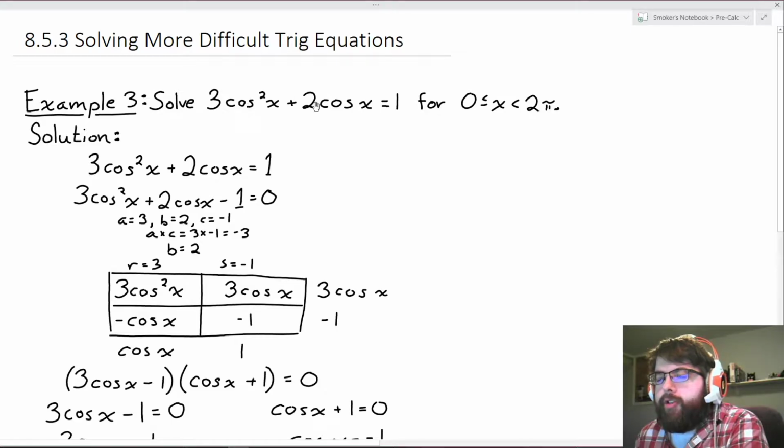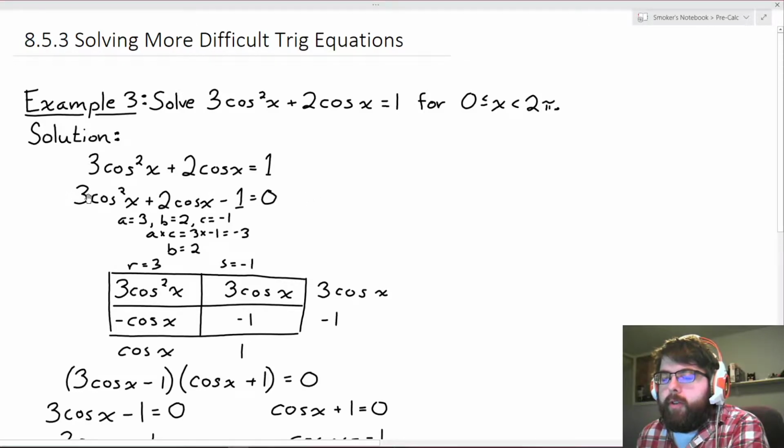Okay, so in this situation, unlike example 2, where we had a sine and a sine, but we didn't have a constant that did not have a trig function in it, in this case, we do. We're going to subtract 1 from both sides, set it equal to 0. But as you can see, we have a cosine squared, a cosine, and a 1. Well, we're going to treat this like it's a quadratic.